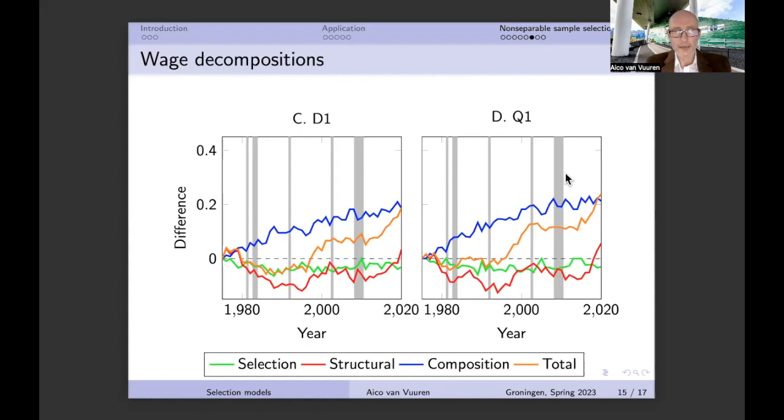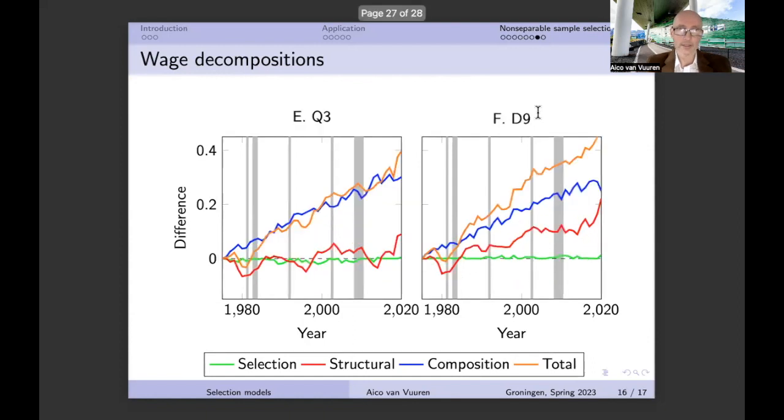As I just said, the women that entered the labor market over time actually were women that had relatively low wages, or at least they had lower wages than the women that were already working. And that means that they actually entered the labor market at the bottom of the wage distribution. And that means, of course, that we can expect that the wage distribution at D1 and Q1 is going to be more affected than the part of the distribution that is a little bit higher up in the distribution.